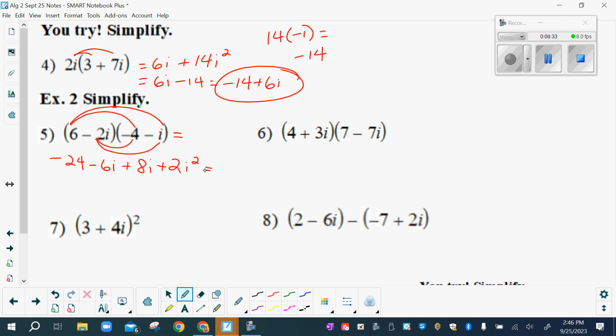Okay, is this completely simplified? No, we need to simplify it all the way. The i squared, remember, is 2 times -1 or -2. So this is -24. How many total i's do we have? Plus 2i. And if you need to, you can cross those out. And this 2i squared, remember, simplifies to -2. Does that make sense? And now we have the -24 and -2, -26 plus 2i.